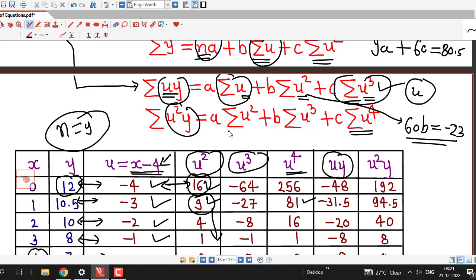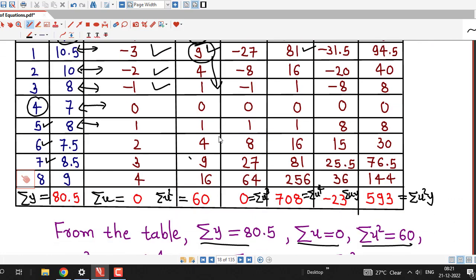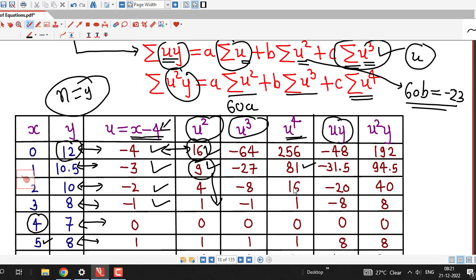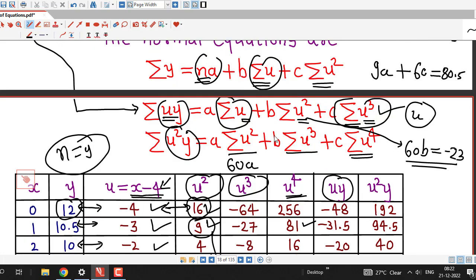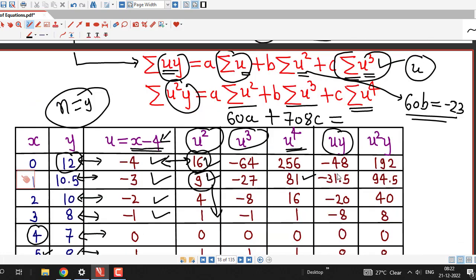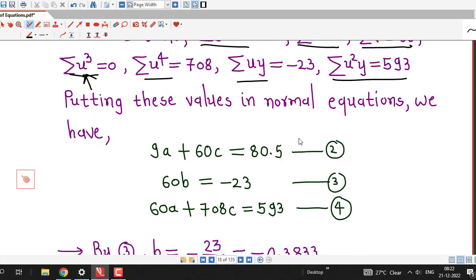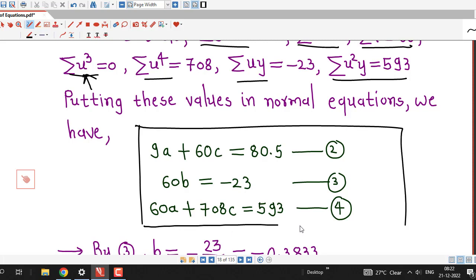The third normal equation is sigma u square into a. Sigma u square is 60, so I have 60 into a. Sigma u raised to 3 into b, and sigma u raised to 3 is 0. Sigma u raised to 4 is 708, so here I have 708 times c. Sigma u square into y is 593. So after putting all these values, we obtain these three normal equations which I just explained.